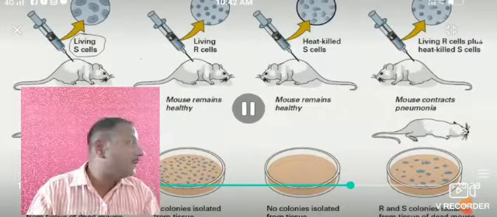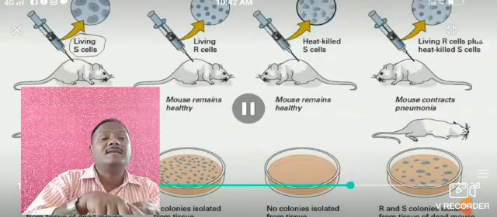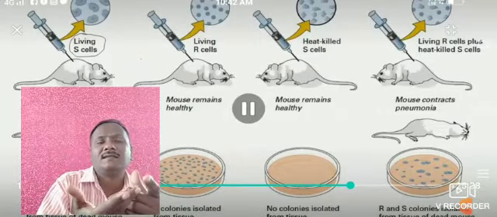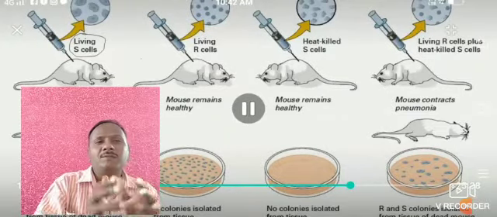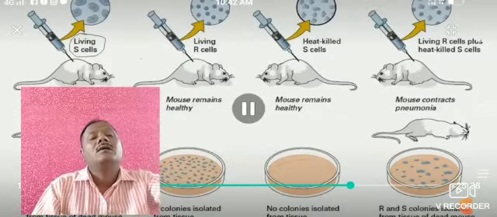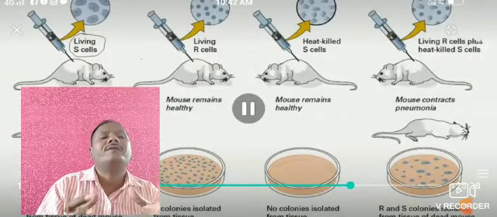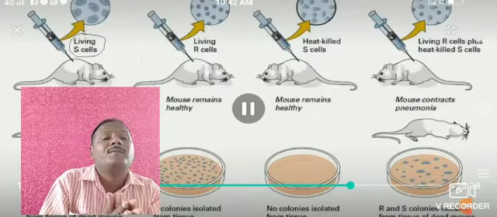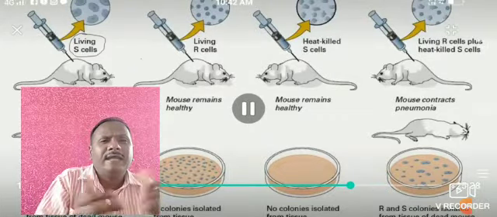And in the last step, he used a mixed strain. Mixed strain means living R cells plus heat-killed S cells. He mixed these two strains for the experimental animals and injected this mixed strain into a healthy mouse. What happens? The mouse contracts pneumonia, it suffered from pneumonia, and after a period of time the mouse died due to the injection.